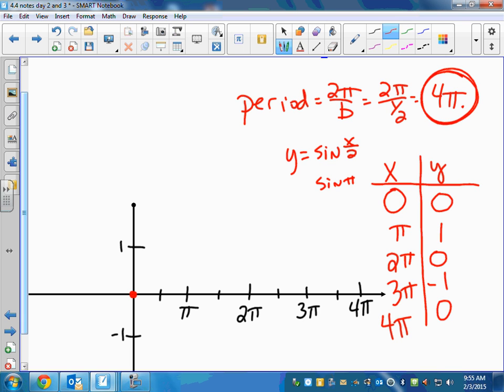So notice 0, 0. At pi, I plug 1 in. At 2 pi, I go back to 0. At 3 pi, I get -1. On 4 pi, I get 0. I will write you a pass to class. You'll be okay. Promise.